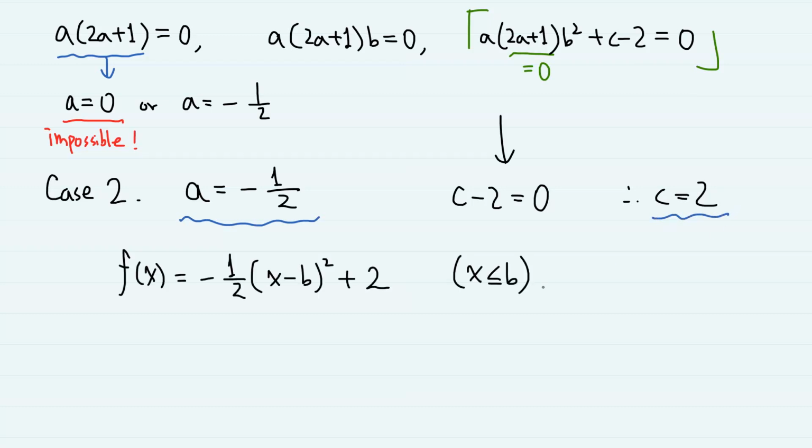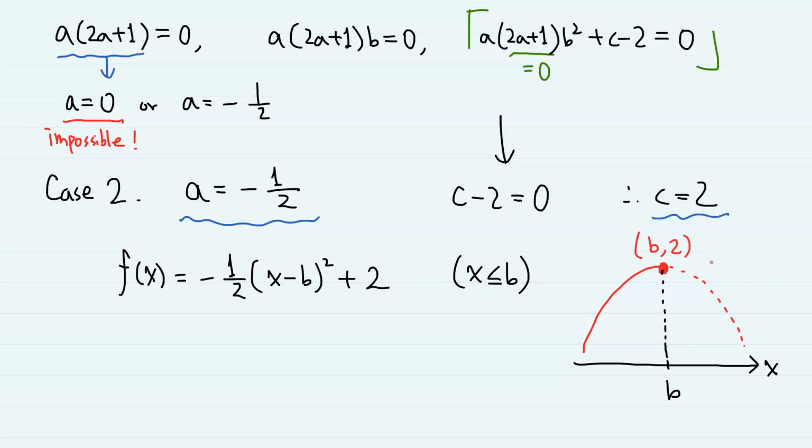So we have values of a and c. And we have f(x) equals minus 1/2 (x minus b) squared plus 2 when x is less than or equal to b. This is a concave parabola with x equals b as the axis of symmetry and point (b, 2) as a vertex, but only the left half of the parabola because the function is only defined in this domain. And here, the value of this b is still undetermined.